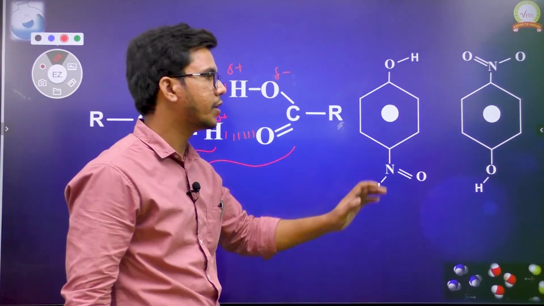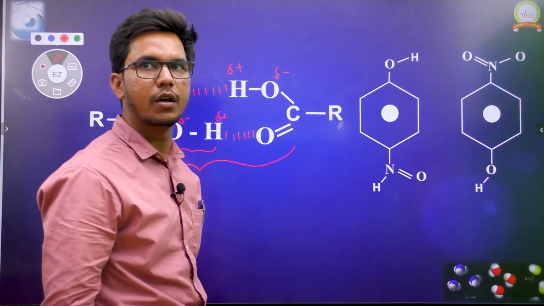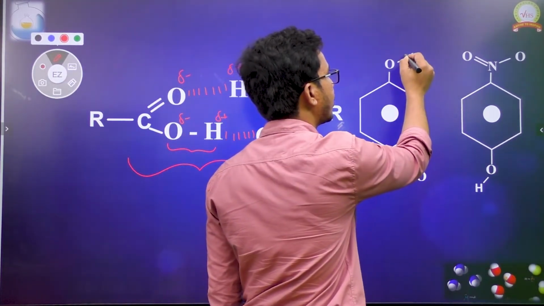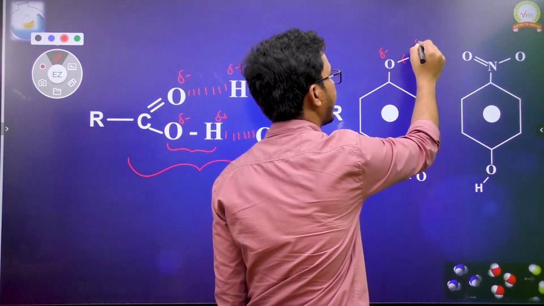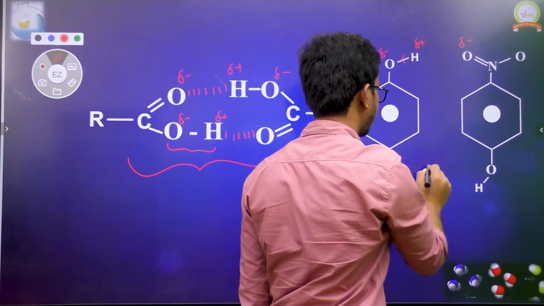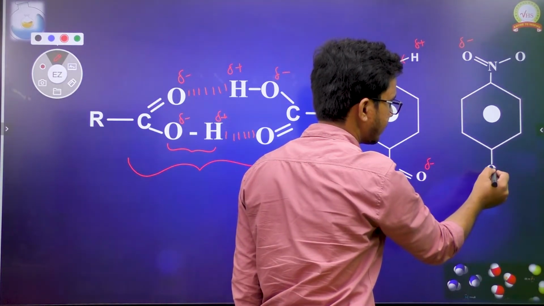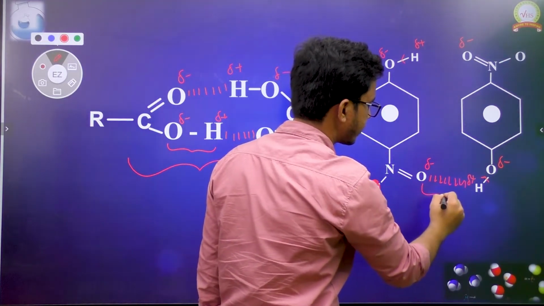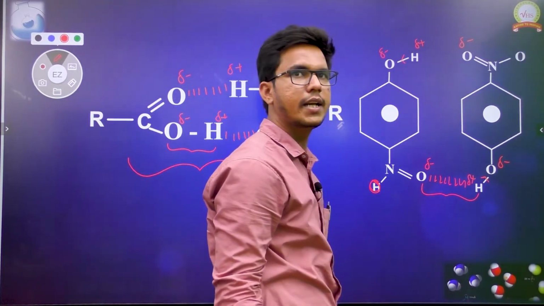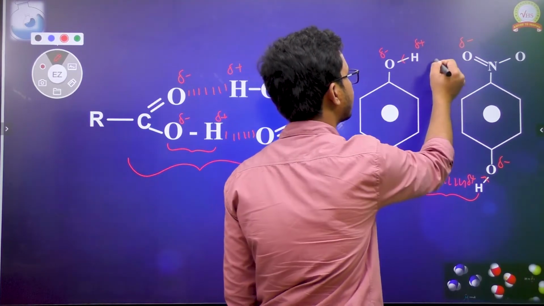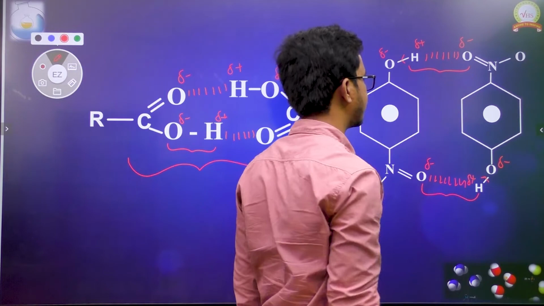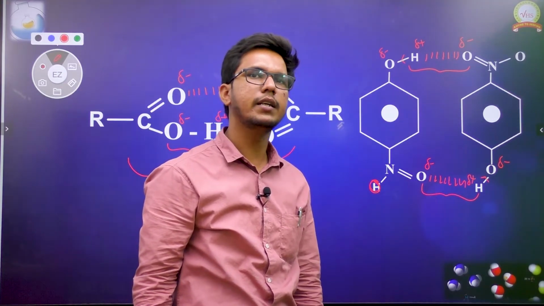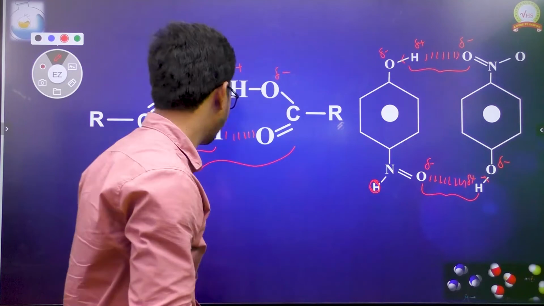Now if we take a para substituted benzene, we have an OH group here. In the OH group, the shared pair shifts towards oxygen, and hydrogen gets a partial positive and oxygen a partial negative charge. Here also the shared pair shifts towards oxygen. Between these two, a force of attraction forms between the partially positive hydrogen and the partially negative electronegative atom. Here also attraction forms. This kind of hydrogen bonding takes place between two molecules, so we call it intermolecular hydrogen bonding.